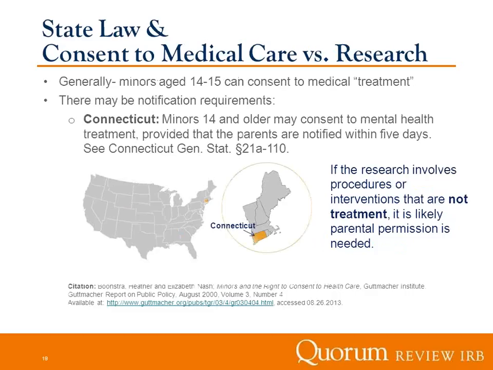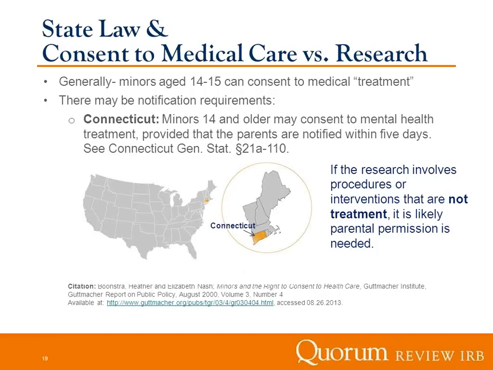So the other thing I would like to call out here is that in some states, again, this is something that people are probably aware of, minors that are around age 14, 15 and up can consent to certain types of medical treatment. And this tends to be mental health treatment. There are lots of states that allow minors of a certain age to consent to treatment related to sexual health or pregnancy. And there might be notification requirements. I have an example here from Connecticut. Under Connecticut law, minors that are age 14 and up can consent to their own mental health treatment, but parents have to be notified within 5 days.